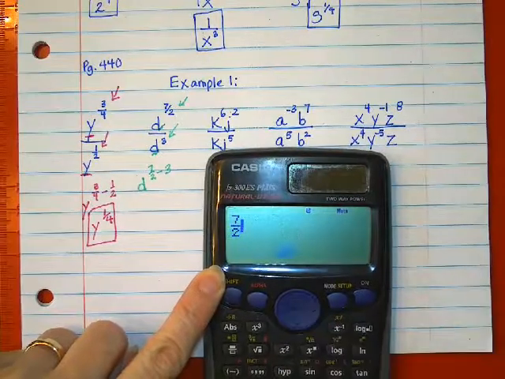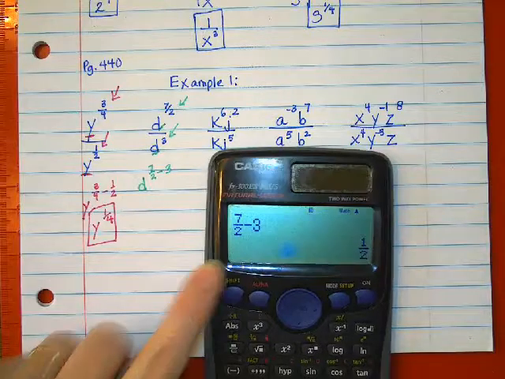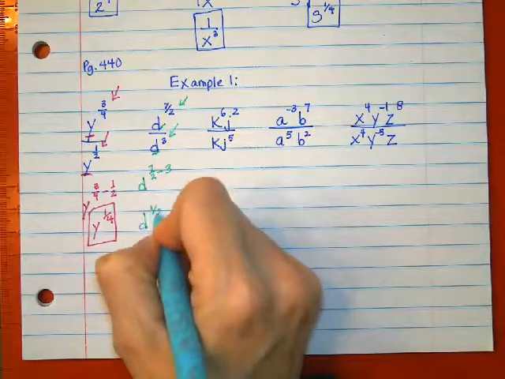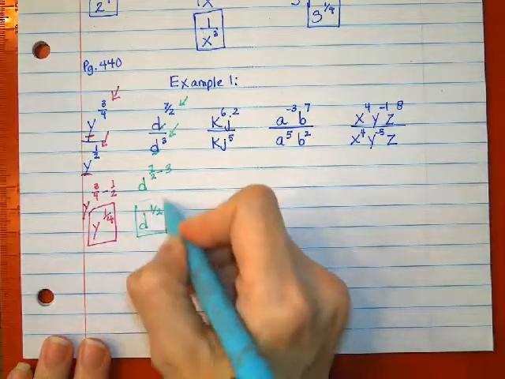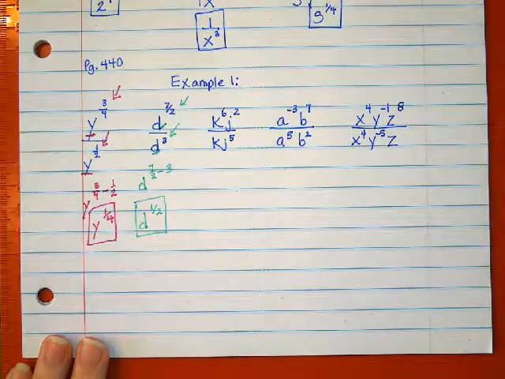7/2, and then minus 3. And then hit our equal button, and we get 1/2. So this becomes D to the 1/2. And again, my 1/2 is not negative, so this is my final answer. Alright, so we're going to move to the third one.